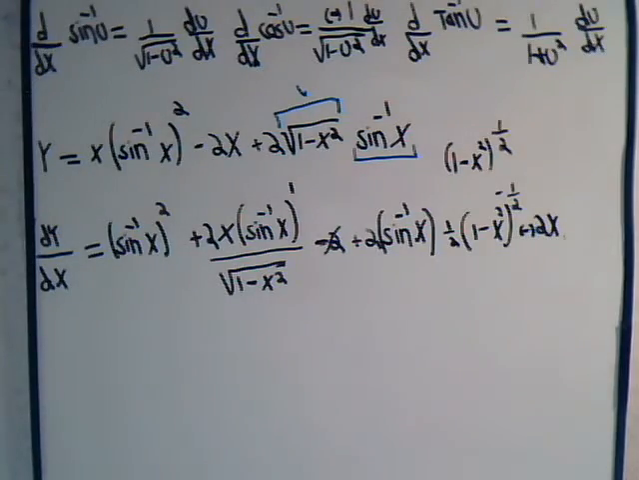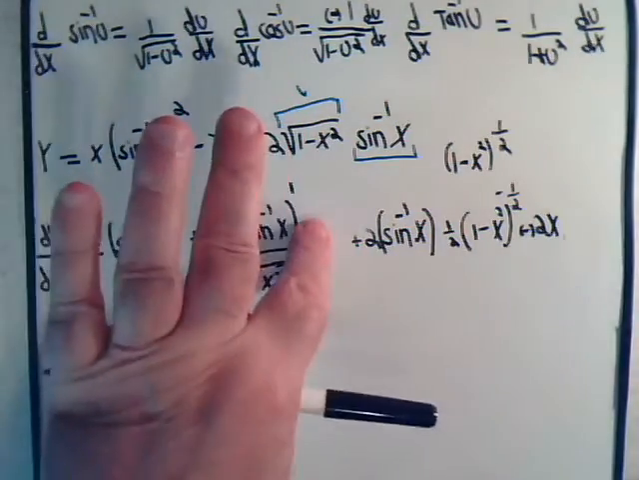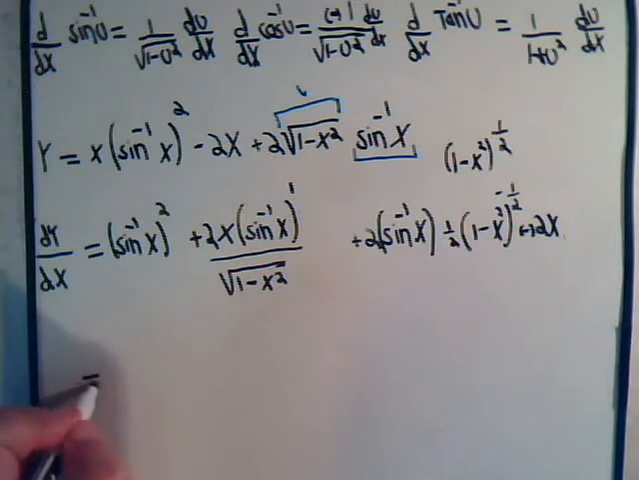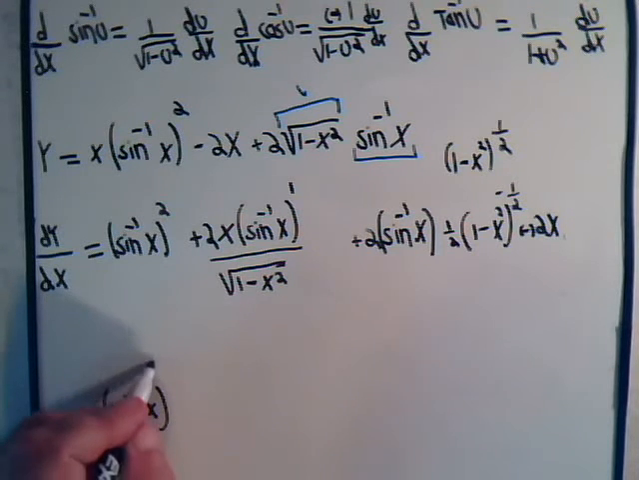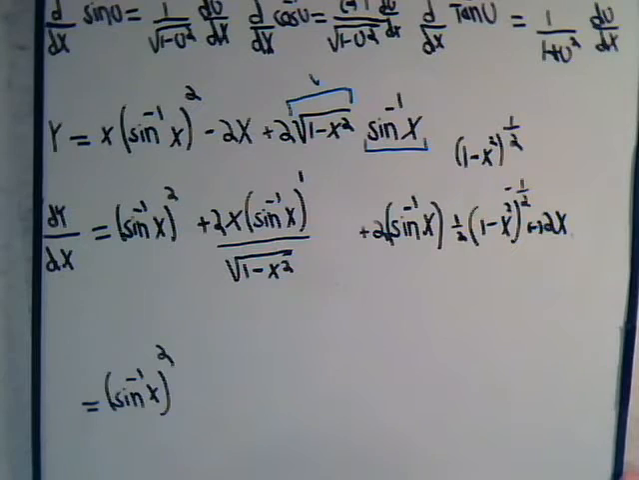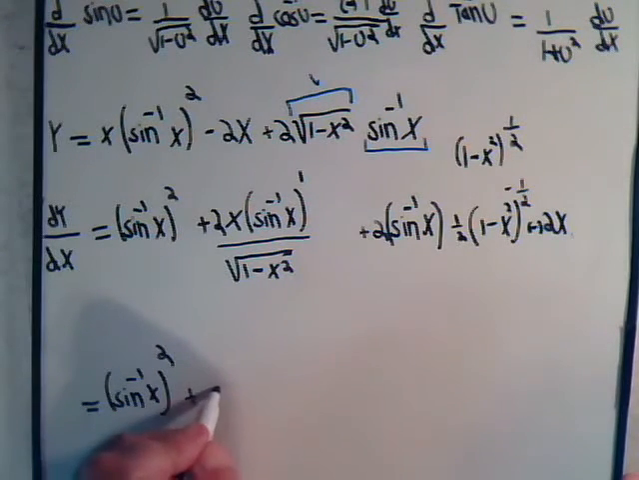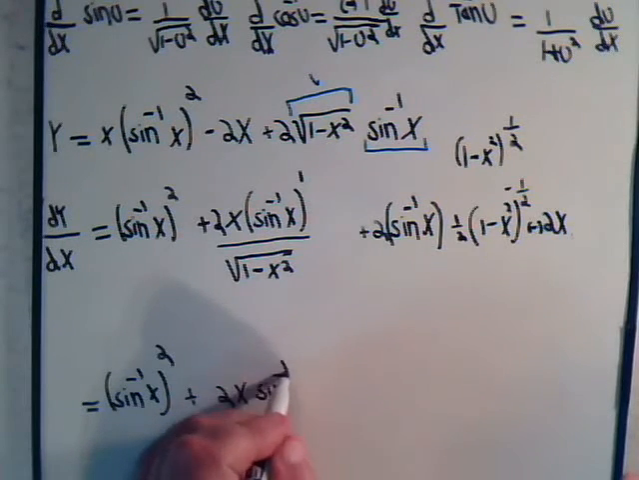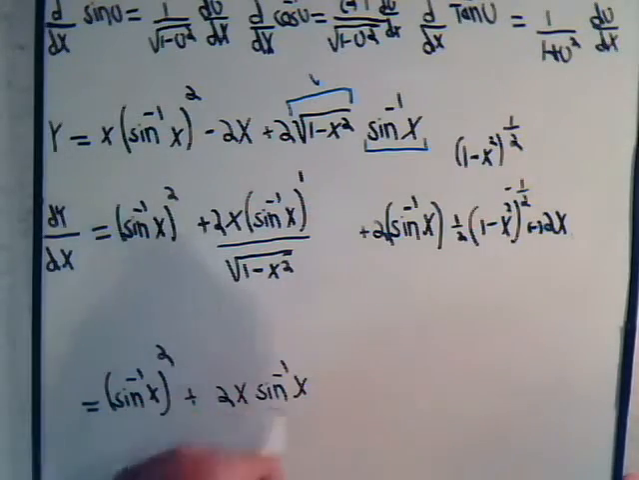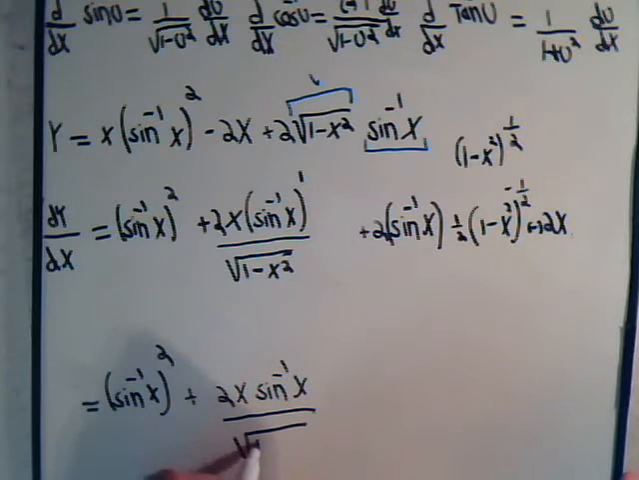And we will now have, and this one is gone too, so this will equal, make some more room here, inverse sine of x squared plus 2x times inverse sine of x to the first power, so that's just this, divided by square root of 1 minus x squared.